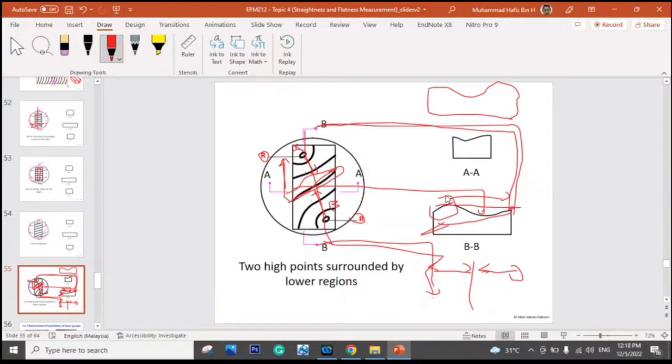So this is point A, supposedly. This is point B. Okay.